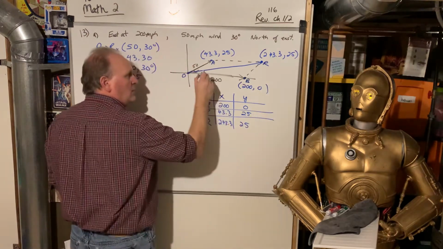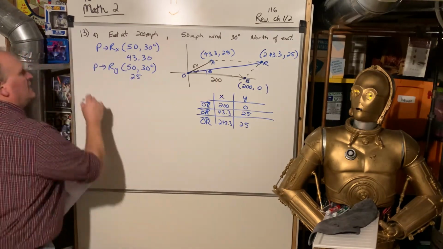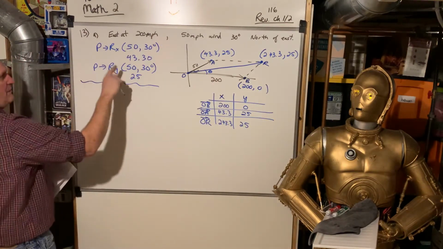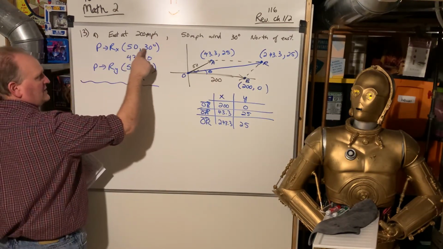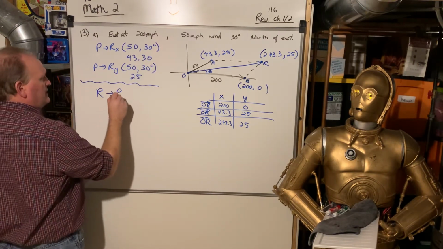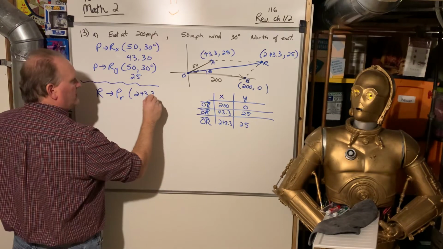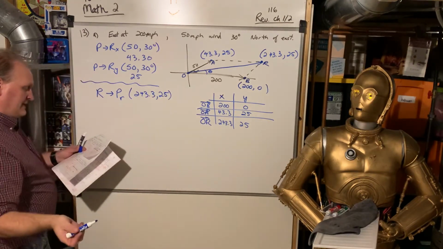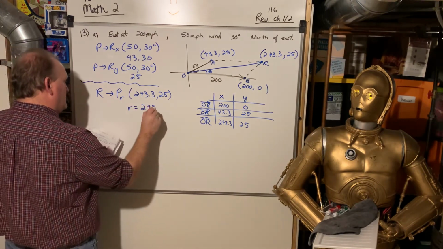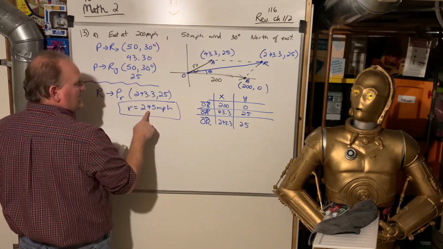But we want to know what angle are we going at and what speed is the plane actually flying at. So now we take our rectangular coordinates and convert it back into polar. Polar gives you the length of the vector and the angle that it's going off on. All right, so we go r to p sub r, that's the resultant vector of 243.3, comma 25. And that is 244.58. We'll call it 245 miles per hour. So that wind helped. It's 45 miles per hour faster.